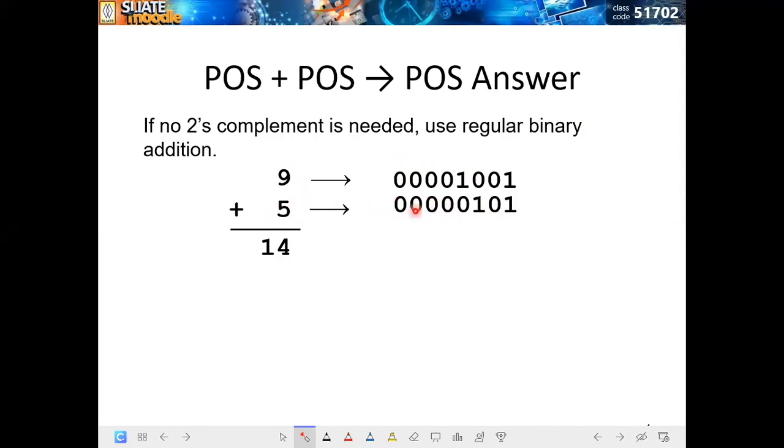When you want to add these 2 together, you don't need 2's complement, because even if you try to go for the 2's complement, it will stop from the first step. First step is what? Converting the decimal number to its corresponding binary number.